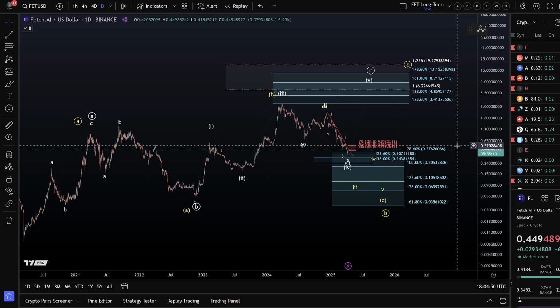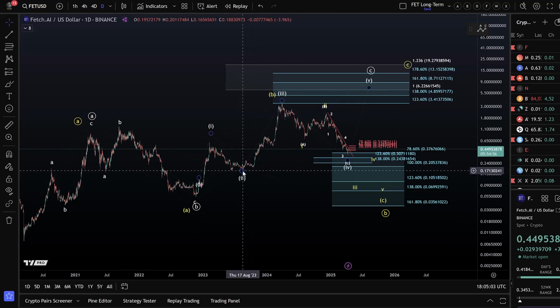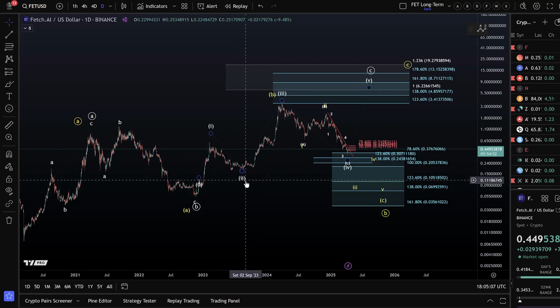I still have it on the chart because it is not invalidated. When would it get invalidated? Well, it would get invalidated with a break below the wave 2 low at roundabout 16.8 cents. That's the low from August 2023. That's the formal invalidation point. Then it has to be removed from the chart. But technically speaking, it is valid.